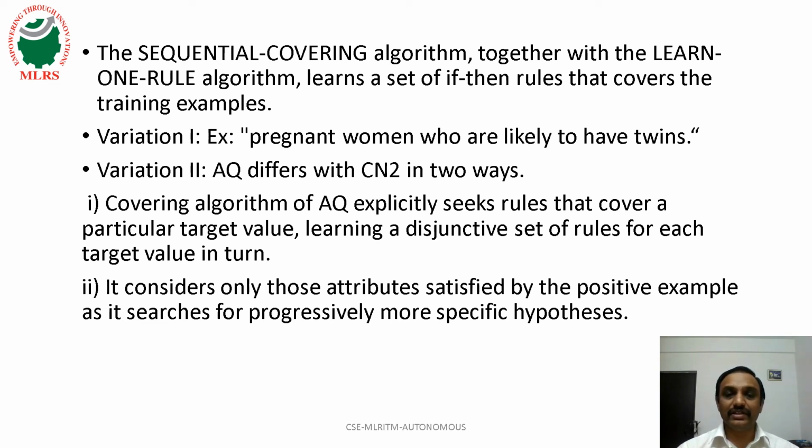So next variation, AQ differs from CN2 in two ways. The covering algorithm of AQ explicitly seeks rules that cover a particular target value, learning a disjunctive set of rules for each target value in turn. So here it considers only those attributes satisfied by the positive examples as it searches for progressively more specific hypotheses.